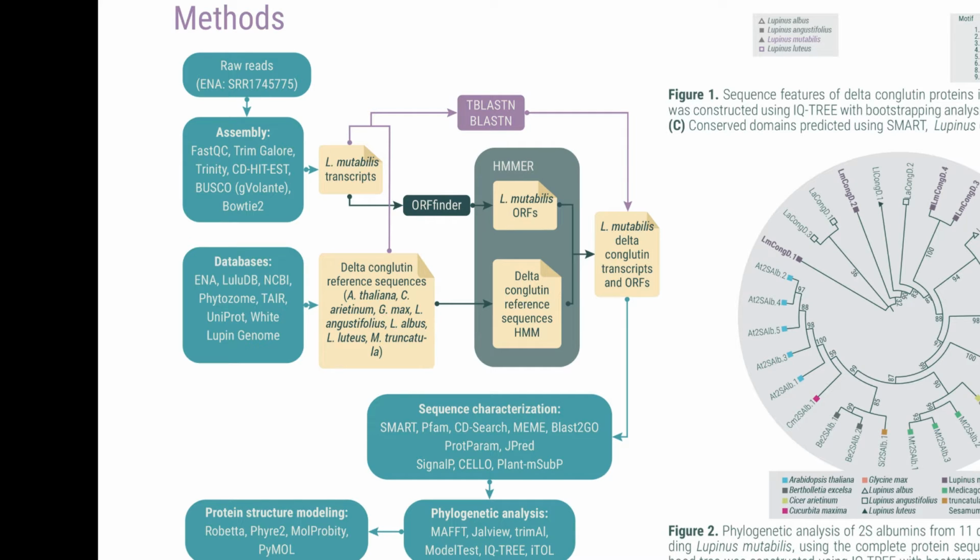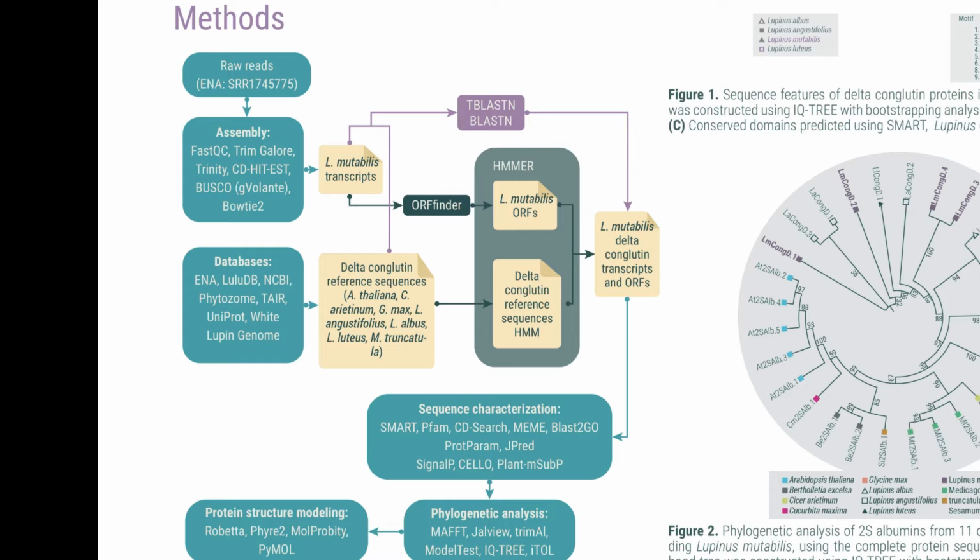Then we generated HMM profiles using the reference sequences of delta conglutin with the HMMER program. Then we compared these profiles with Lupinus mutabilis open reading frames, which were obtained using ORFfinder. The characterization of delta conglutin proteins and transcripts was done using SMART, CD-Search, and PFAM to identify conserved domains, and MEME to identify conserved motifs. GO terms were assigned to open reading frames of interest using Blast2GO.